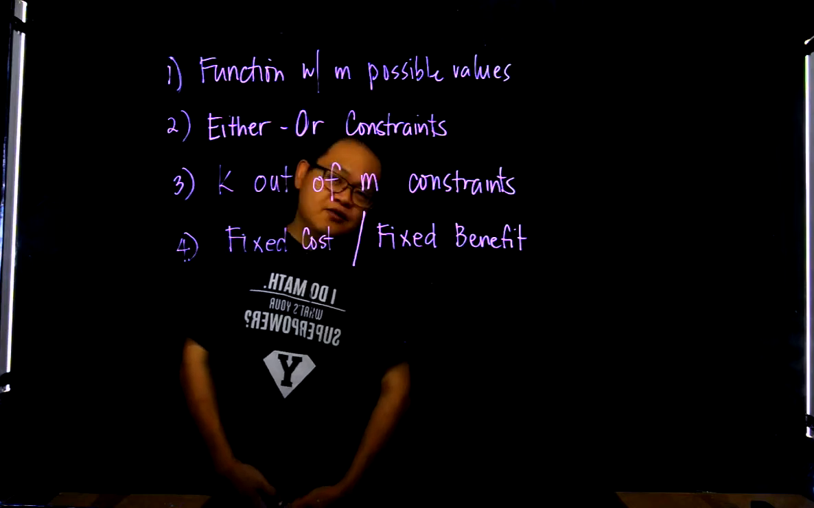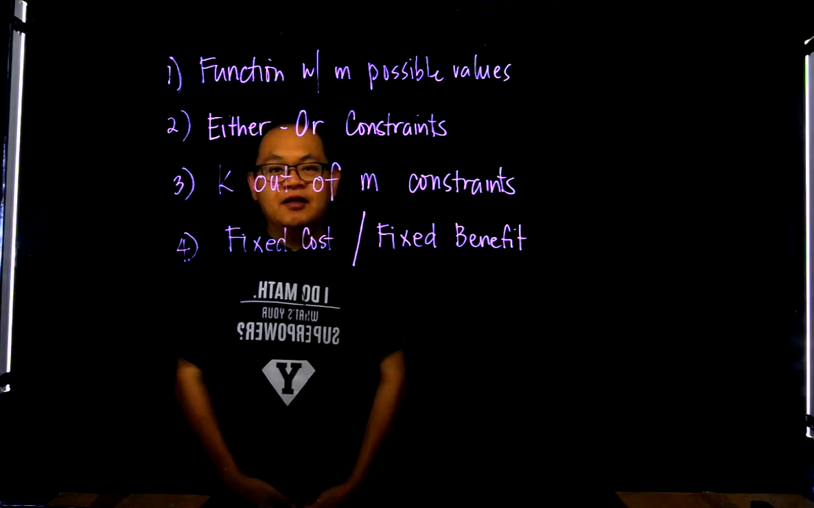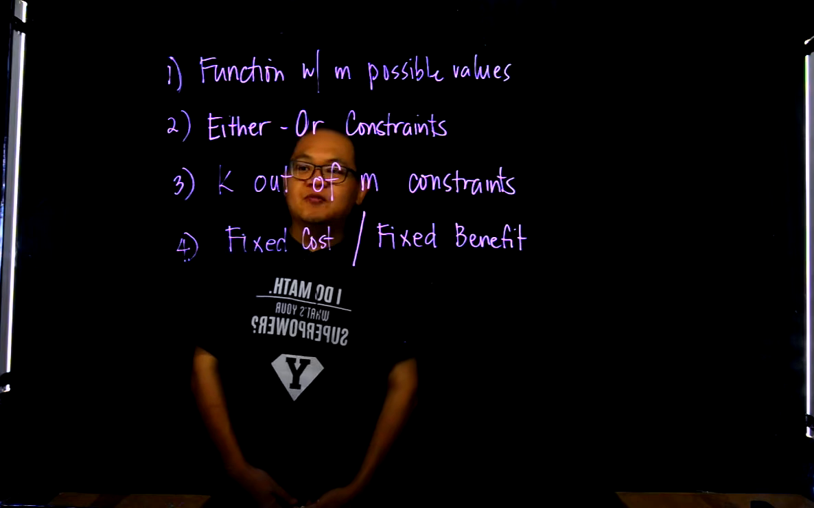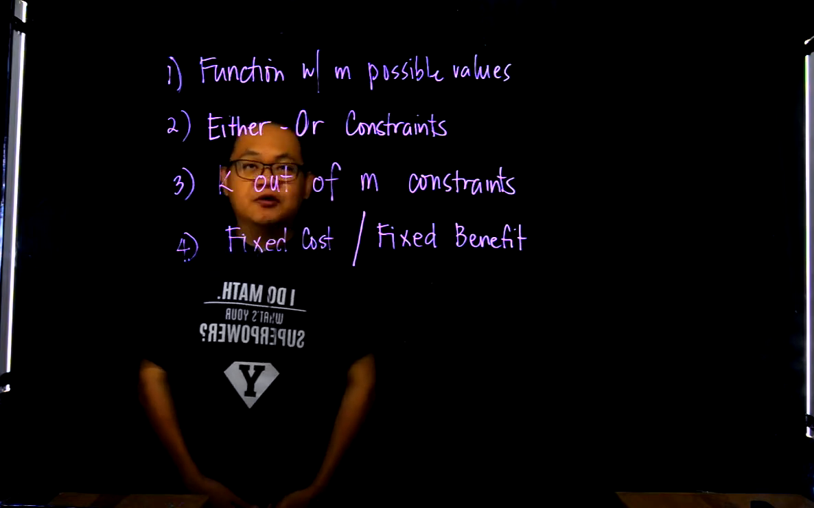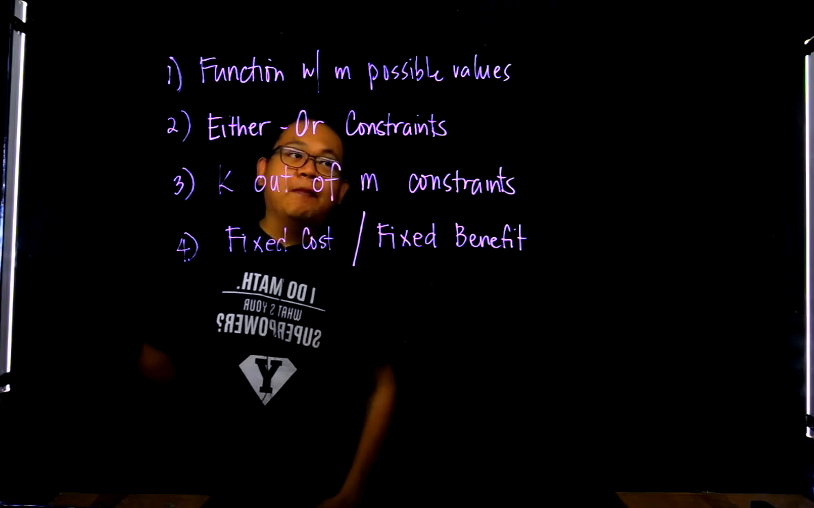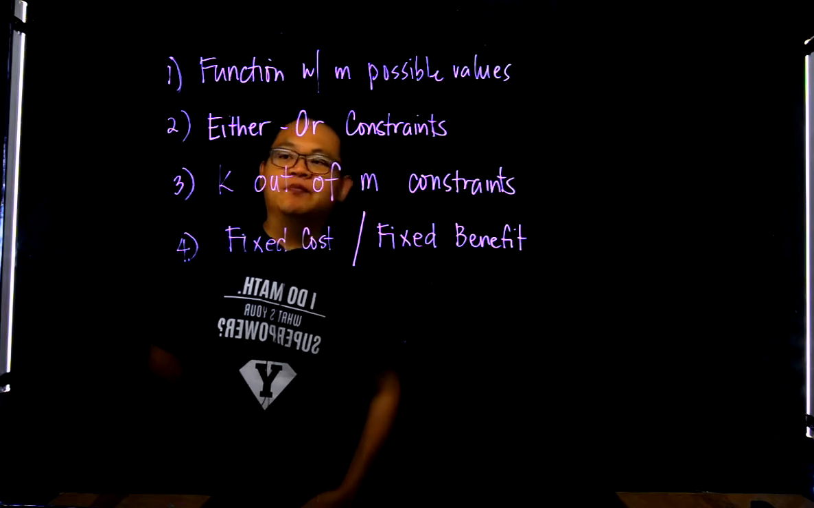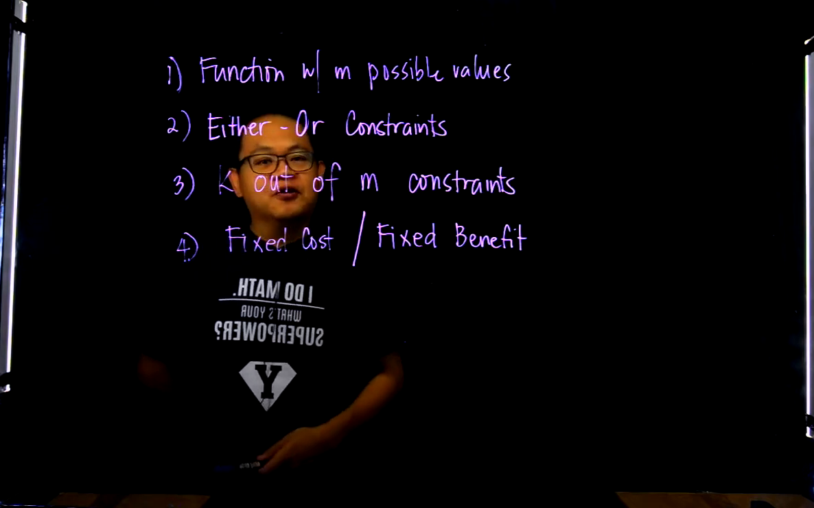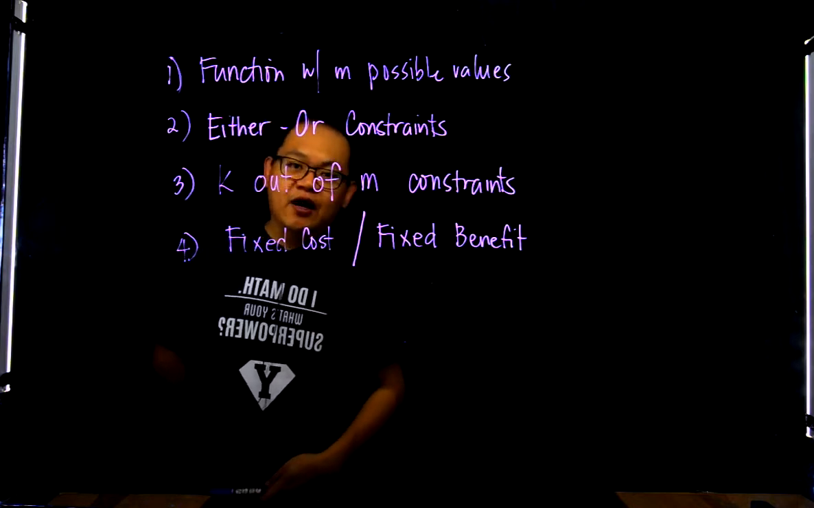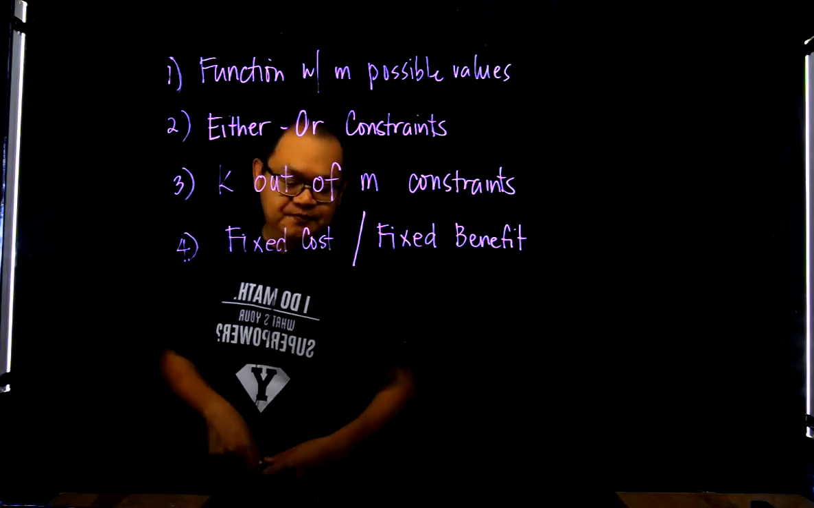Now, besides the use of binary variables in our previous example, let me give you 4 more special ways in which we can use binary variables in our constraints. And what are they? Well, first, we have functions with m possible values, and let me explain them one by one later in more detail. Second, we have either-or constraints. Third, we have k out of m constraints. And fourth, we have fixed cost and fixed benefit scenarios or constraints.